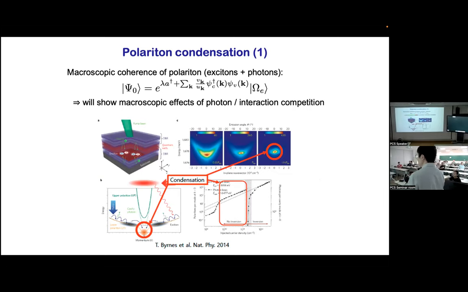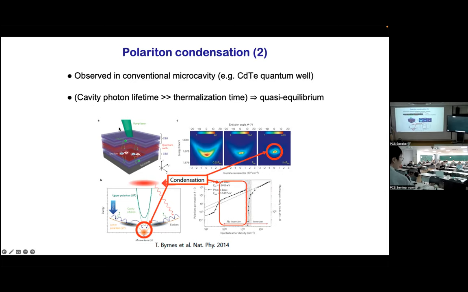Now the point is how we can think about this coherent exciton polariton condensate. The wave function in some sense can be written as a coherent product of the wave function for the photons, a laser-like coherent state, and the exciton wave function, which is in the form more popularly known from the BCS wave function for superconductors.